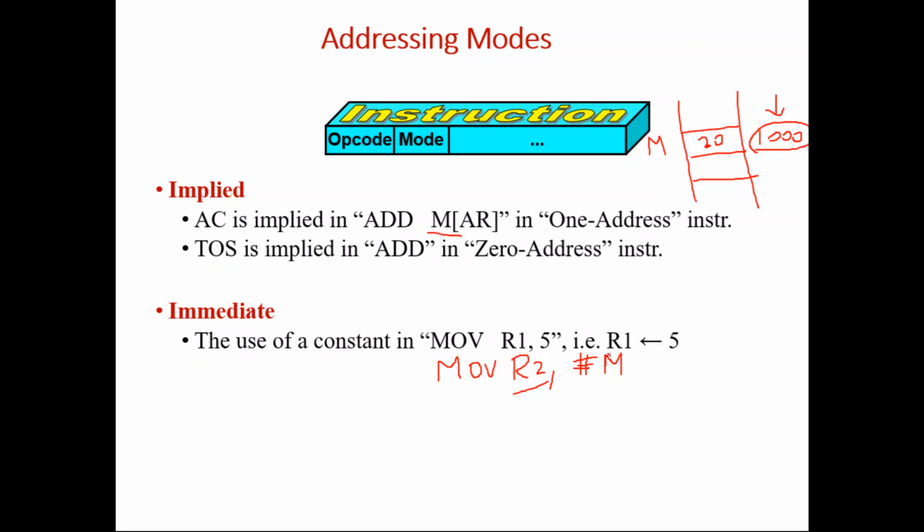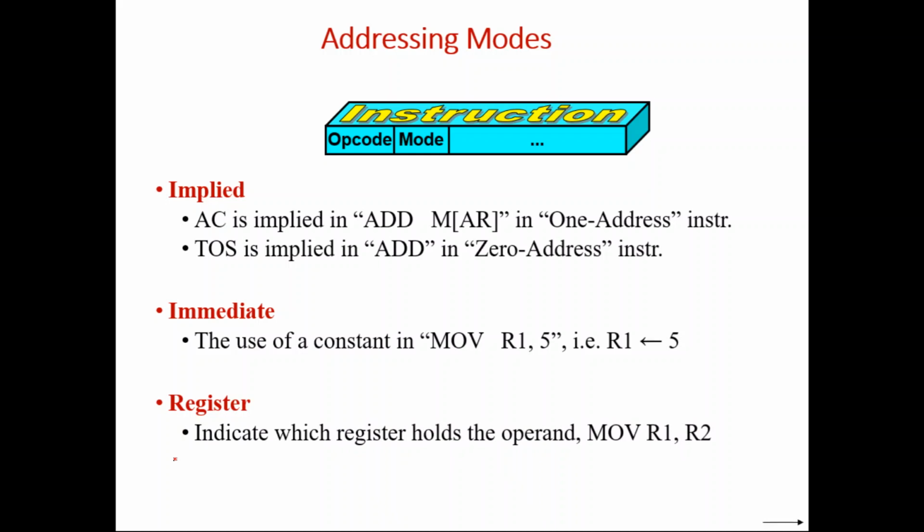So now it means M is something like a variable we are using. But if you give the value directly, then you can directly give like this, move R1 comma 5, right? So this type of addressing comes under immediate addressing mode. Next is register addressing mode. Here we directly specify some register name. Say example, move R1 comma R2.